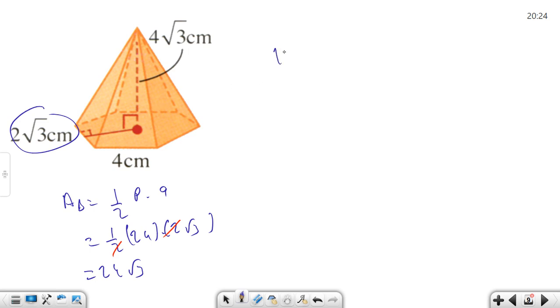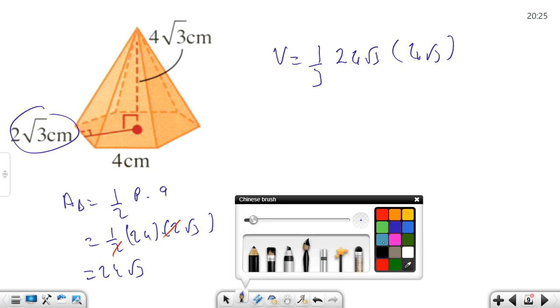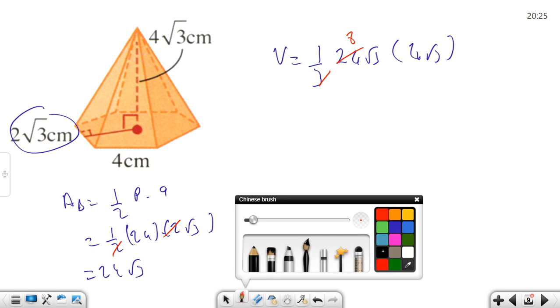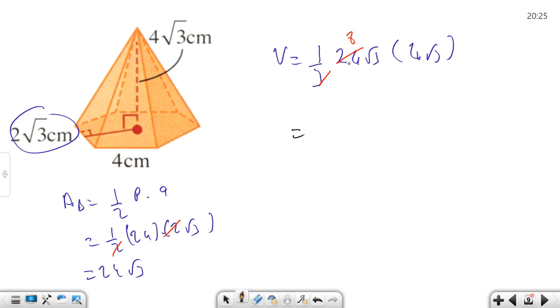Let's calculate the volume. It is equal to 1 over 3 multiplied by area of the base, 24 square root of 3, multiplied by altitude or height, 4 square root of 3. Of course, I can simplify 3 and 24, that's 8. And the volume is equal to 8 times 4, 32 square root of 3 multiplied by square root of 3, it's 3. 32 multiplied by 3, 96 centimeter cube.